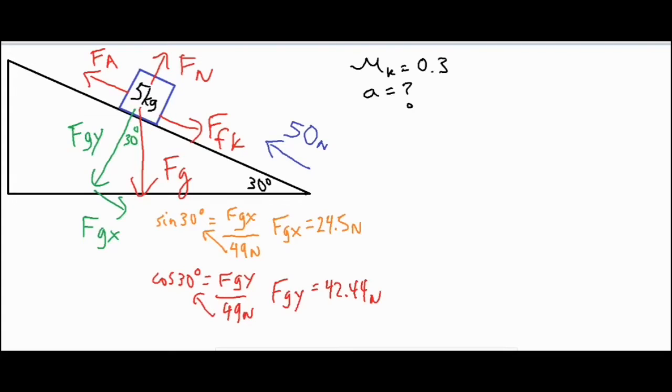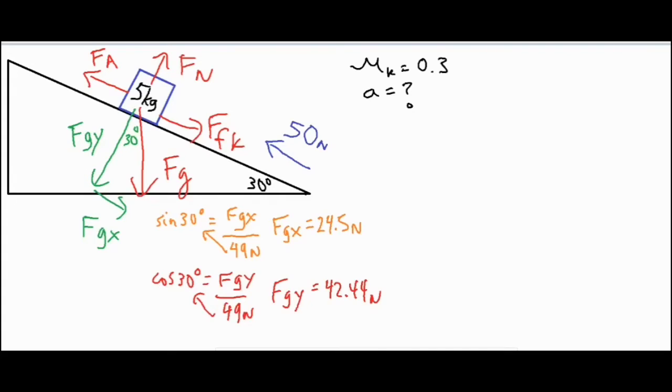Okay, so what we did is we used the sine of 30 degrees, which is the opposite over the hypotenuse, and our hypotenuse is FG, which is equal to mg, mg being 5 kilograms times 9.8. That's where the 49 newtons came from. And then we found the opposite side, the FGX, by cross multiplying the 49, and we got 24.5. And similarly, we did that for the FGY, but we used the cosine of 30 degrees so we can find the adjacent side, which gave us this perpendicular component.